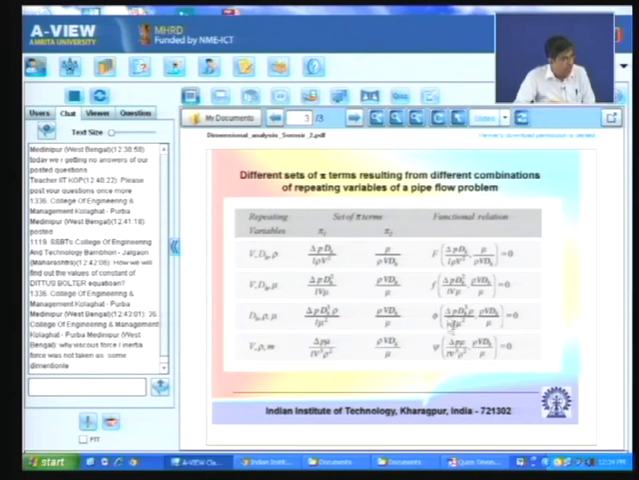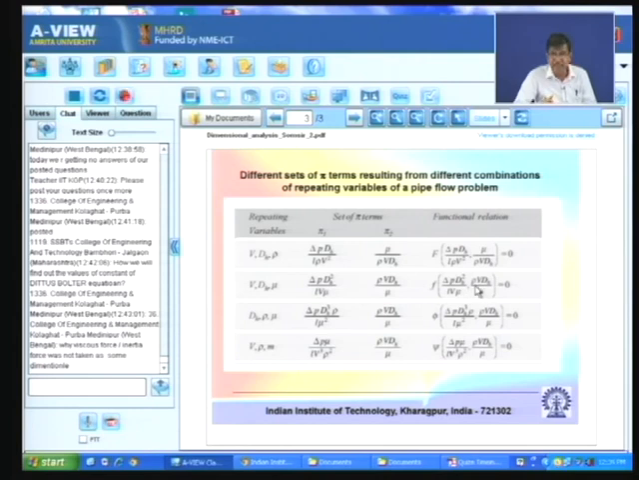For example, if one takes this set of repeating variables, and if he is asked to prove that friction factor and Reynolds number are the pi terms, then he does not land up at friction factor and Reynolds number.